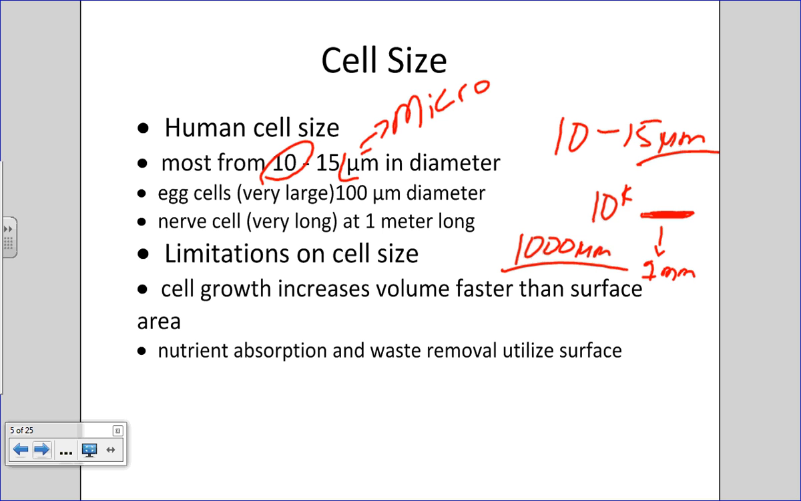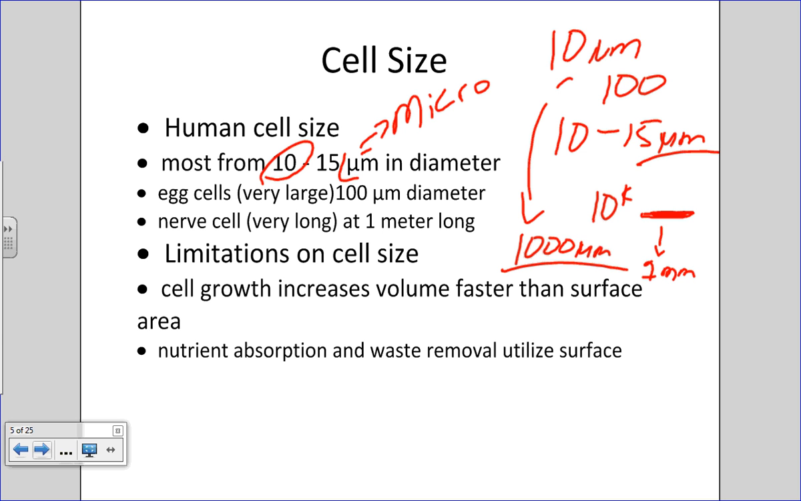So if we say for the sake of discussion that the average cell is 10 micrometers in diameter, how many can we pack just into the diameter of a dime? A lot. We can pack 100 cells just into the diameter of a dime. But that's just if we're going off the average.